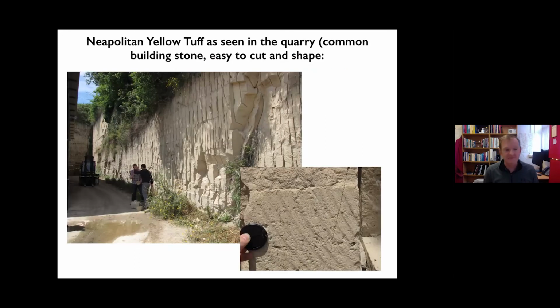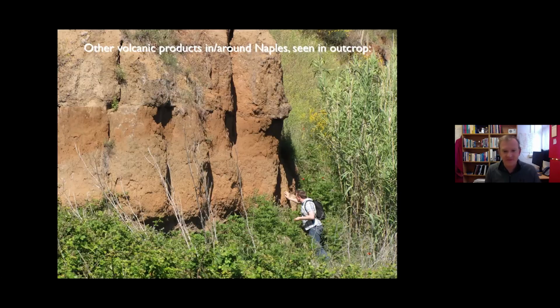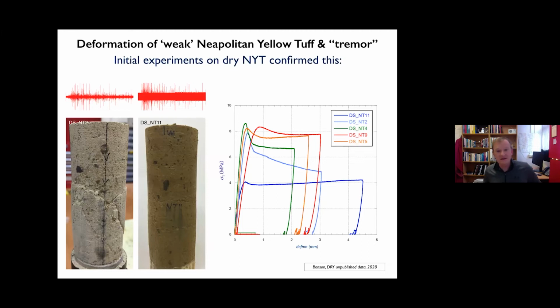Here's what it looks like in the quarry. Just to prove I do occasionally go to the field and collect rocks myself. So here I am, selecting some rocks from the quarry face. It's used as a building stone. It's very common in the Naples area. Here's another outcrop. Plenty of volcanic products in this area, as you can imagine. And it was this material that we collected and did some experiments with. Sure enough, it's extremely weak and extremely porous, around 30% porosity, and not very strong as well.